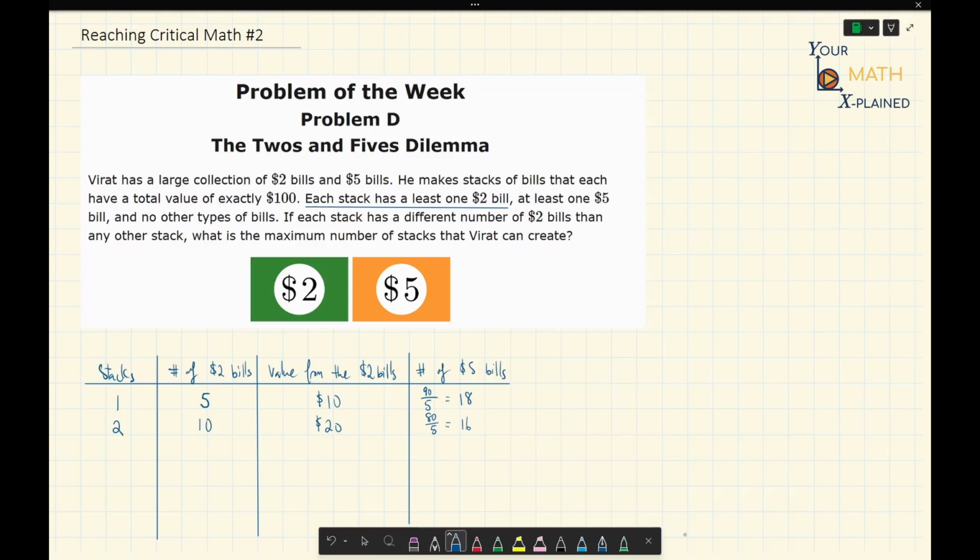So as we can see, the pattern really is to deal with the $2, and we can make 30, we can make 40, we can make 50, all the way down to $90, meaning that there are 9 cases altogether. We cannot have $100 made of only $2 bills because we have to have at least one $5 bill in the stack. So altogether, we know there are 9 maximum stacks.